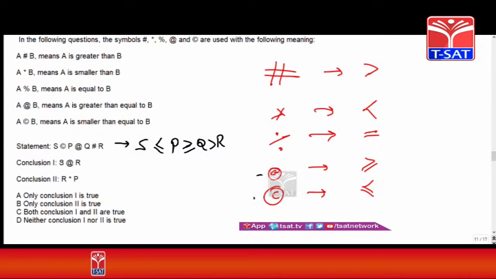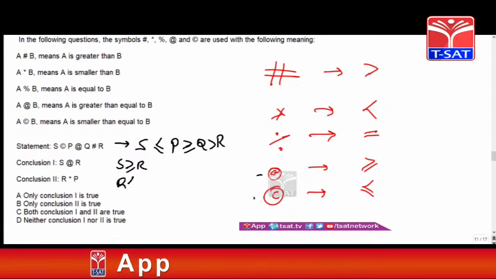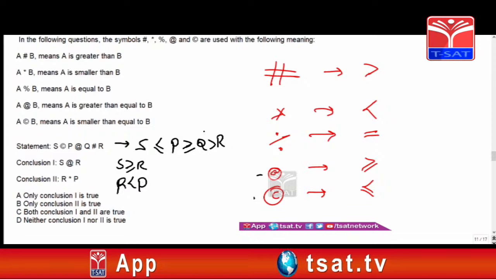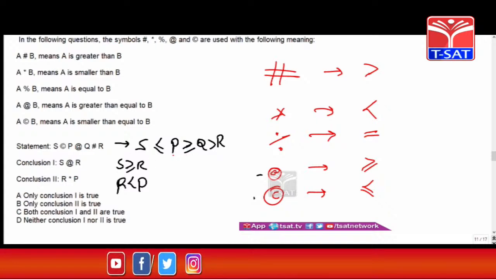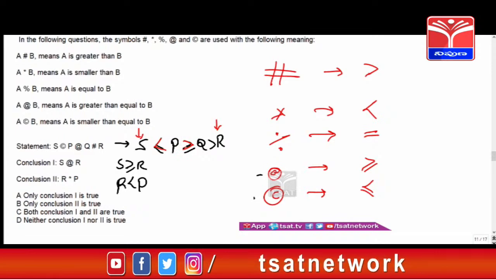Now see the conclusion. What is the conclusion? S @ R. So S @ R means this particular conclusion is S is greater than or equal to R. And what about the second conclusion? R star P. So R star P means R is less than P. Now after converting these statements and conclusions into greater than and less than form, see the first conclusion. He is saying that S is greater than or equal to R. See the two symbols, S here, R here. The greater than should always be towards S. But see here, it is less than, but here it is greater than. So obviously this particular conclusion becomes wrong.